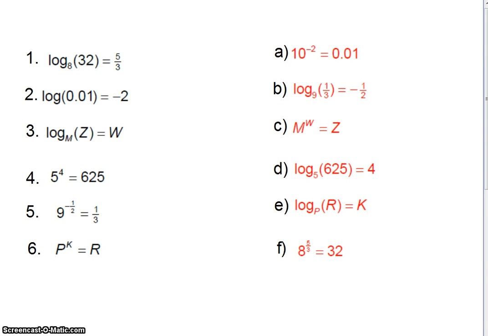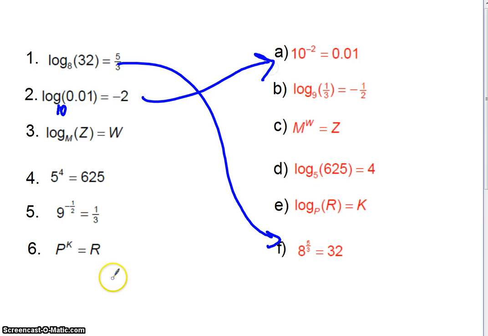So now we're going to match up. If we had log base 8 of 32 is equal to 5/3, this becomes 8 to the 5/3 equals 32. This is going to not have a base. Remember, if there's not a base, it's 10. So 10 to the negative 2 equals 0.01.